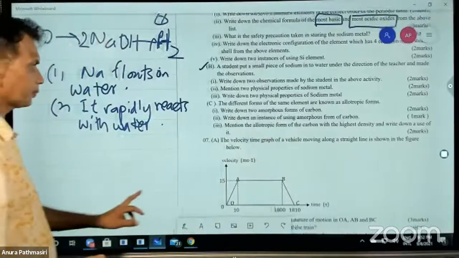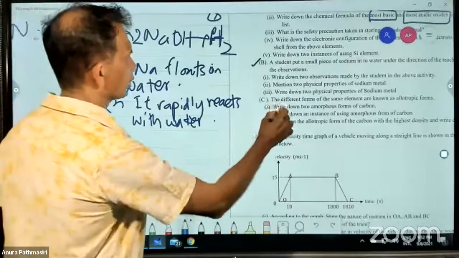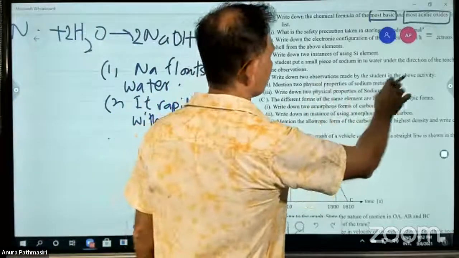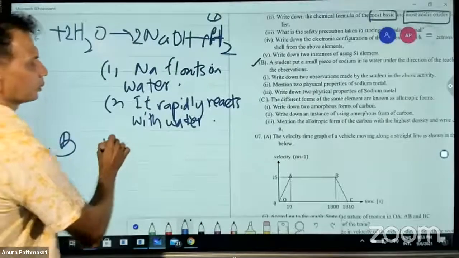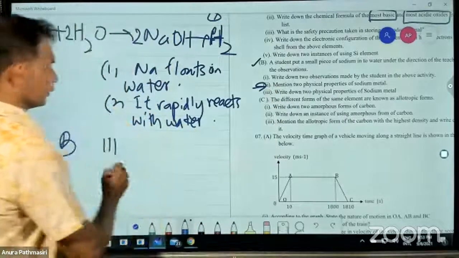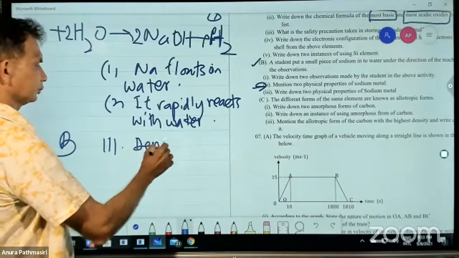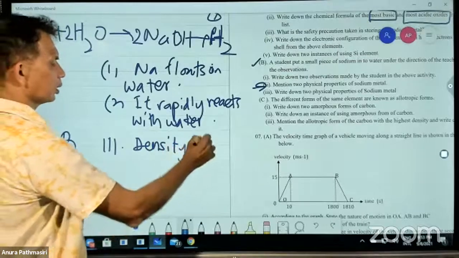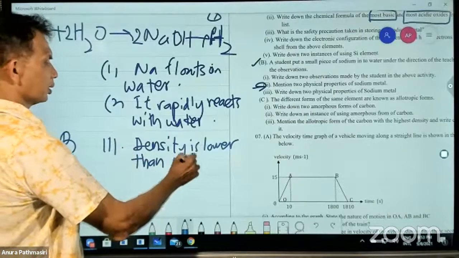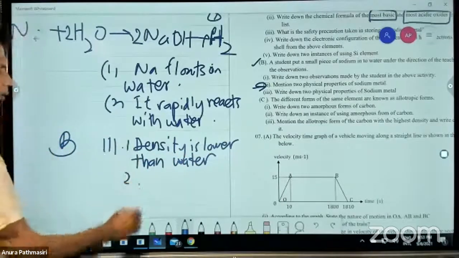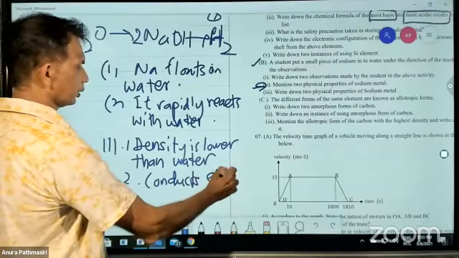So the two observations we saw are those made by the students. Mention two physical properties, Part B, third answer. One, density is lower than water, and the other one, conducts electricity.